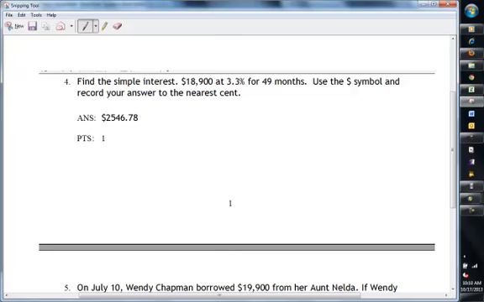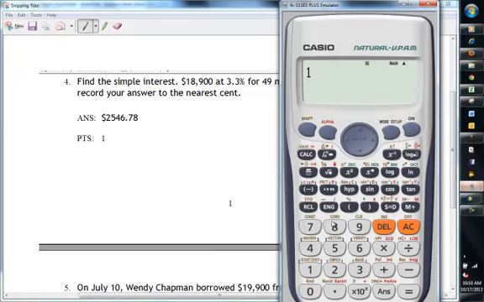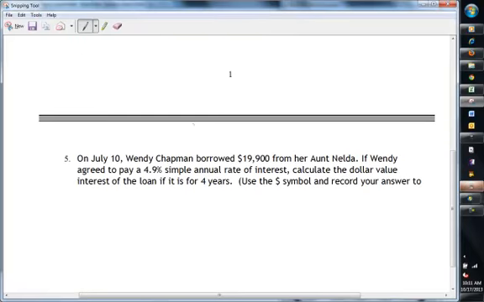Next one. Same kind of a thing for this one. We would take 18,900 times 0.033 times, and then our fraction will be 49/12, because there are 12 months in a year, and we get $2,546.78.